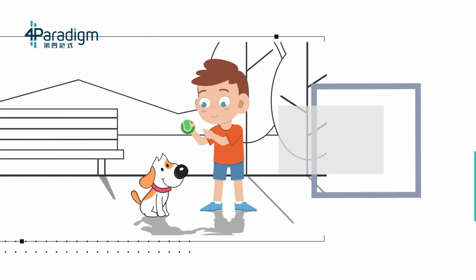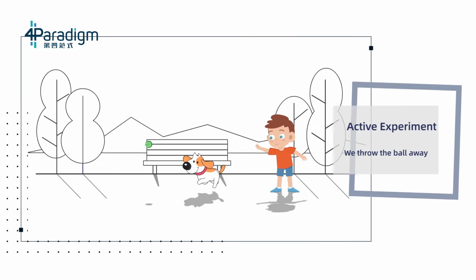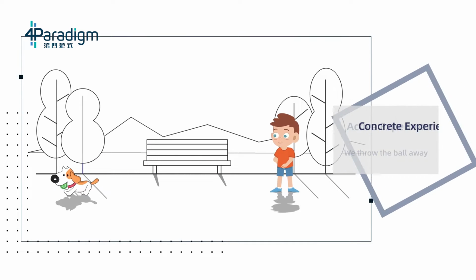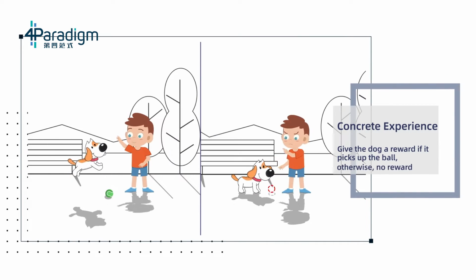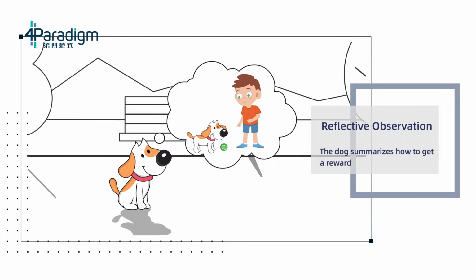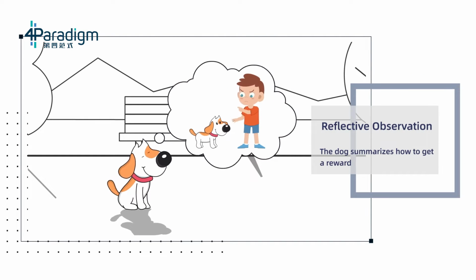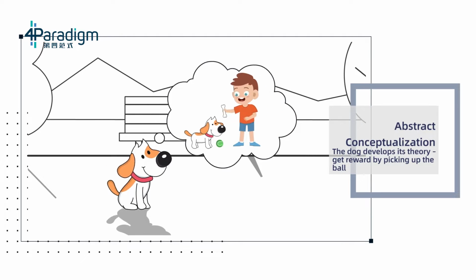For example, we train a dog to pick up the balls. Active experiment, we throw the ball away. Concrete experience, give the dog a reward if it picks up the ball. Otherwise, no reward. Reflective observation, the dog summarizes how to get a reward. Finally, the dog develops its theory, get reward by picking up the ball.